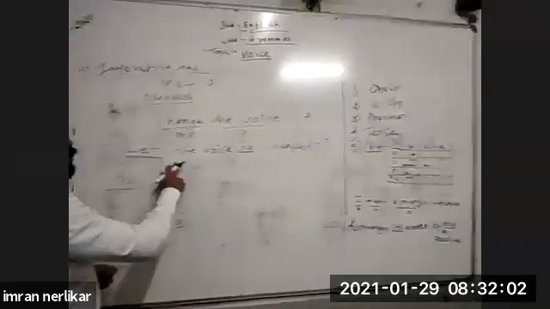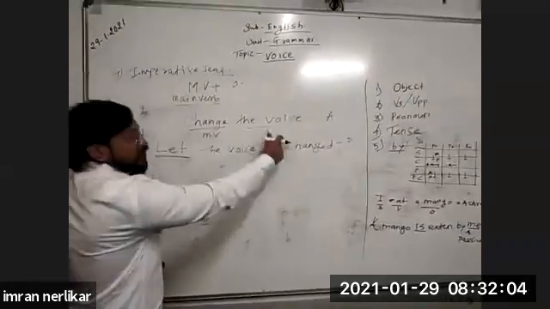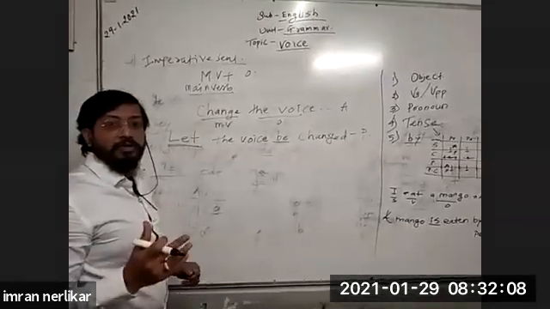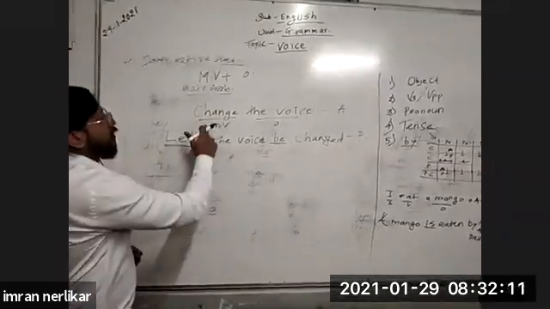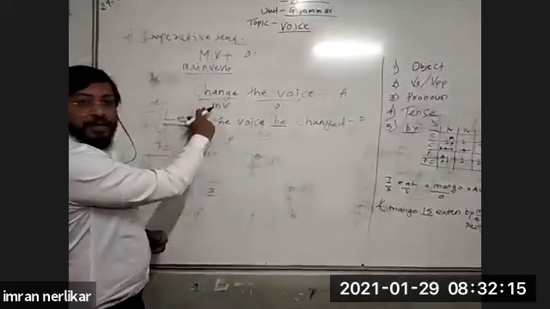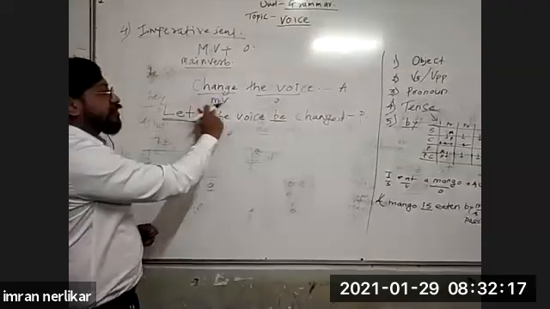I repeat the rule. When imperative sentences are given, how do you find out whether the sentence is imperative or assertive or what? When the sentence begins with a main verb, at that time it is an imperative sentence. An imperative sentence begins with the main verb.